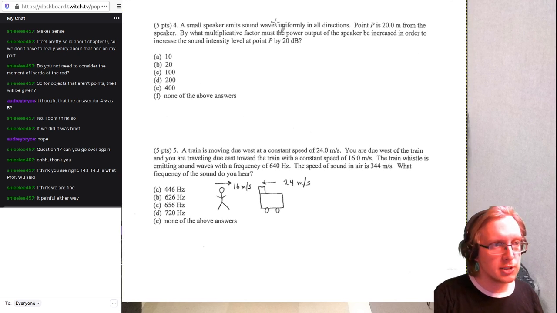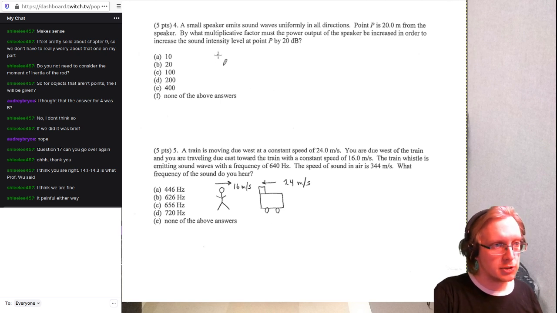A small speaker emits sound waves uniformly in all directions. Point P is 20 meters from the speaker. By what multiplicative factor must the power output of the speaker be increased in order to increase the sound intensity level by 20 dB?